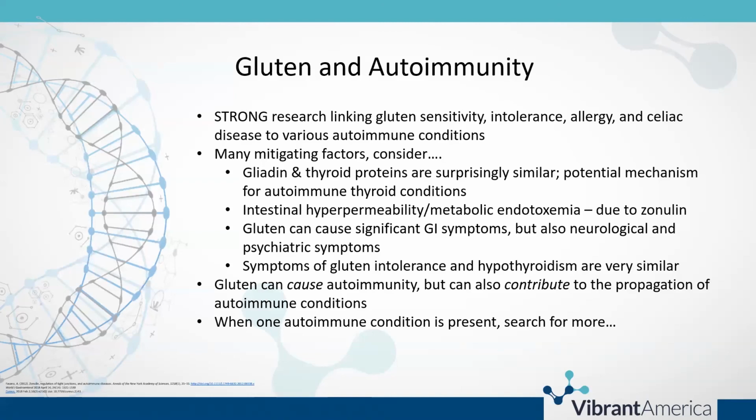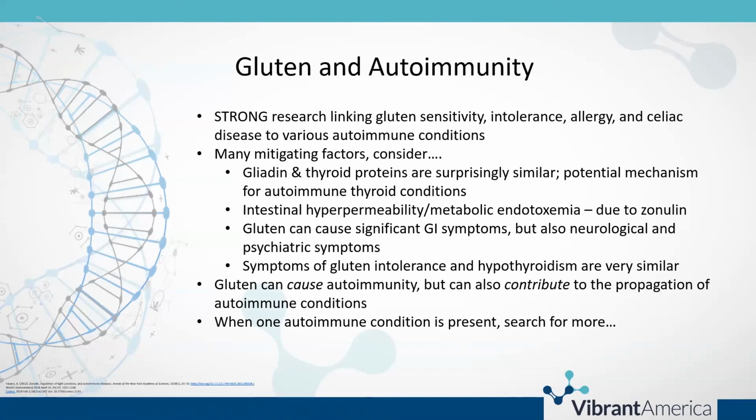I imagine everyone on this webinar is familiar with Dr. Fasano's work with zonulin. Zonulin is a protein in gluten that destroys those tight junctions in the intestinal epithelium, and that will cause intestinal hyperpermeability. And intestinal hyperpermeability is a mechanism for potentially any or all autoimmune conditions. And Dr. Fasano's work clearly demonstrated that neurological and psychiatric symptoms can also be gluten mediated, even if the patient doesn't have any overt GI symptoms.